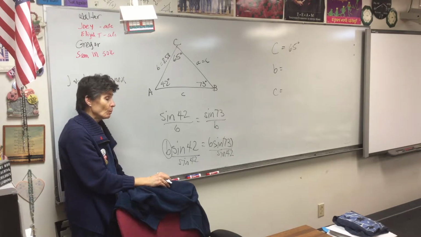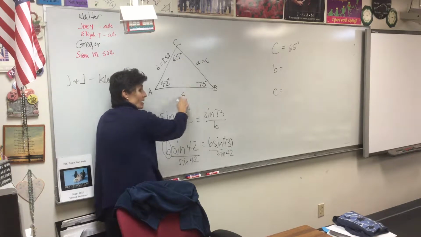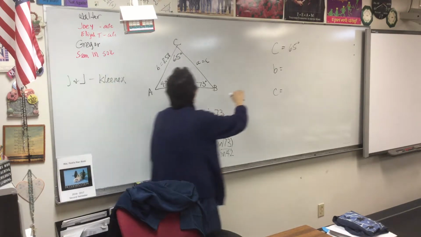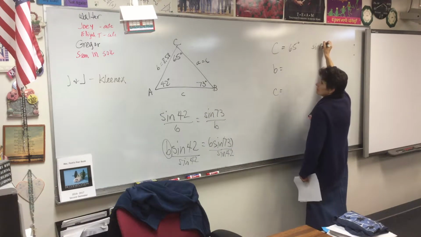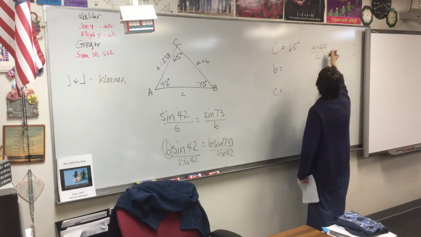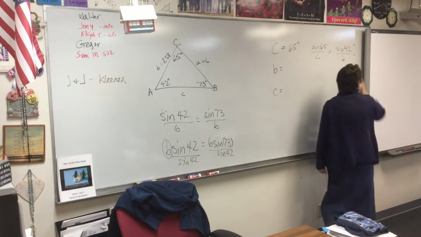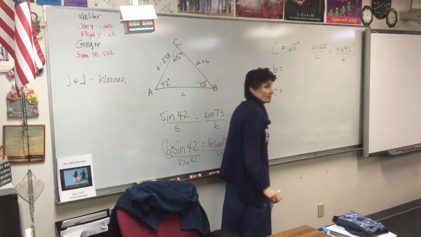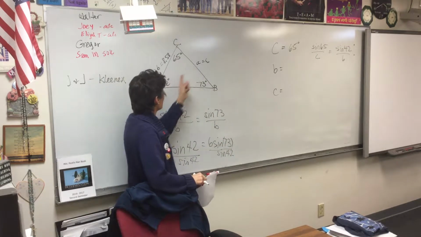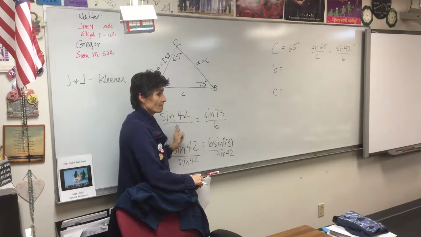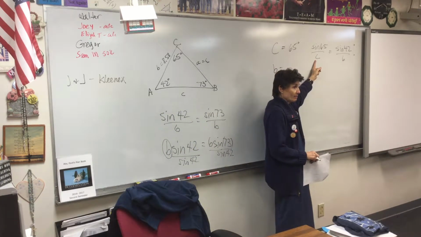Now, we have to do it all over again, but this time using this pair. So what are we going to say? Sine 65 over C equals sine 42 over 6. So in the first go round, we used the A pair and the B pair. Now we're doing the A pair and the C pair.